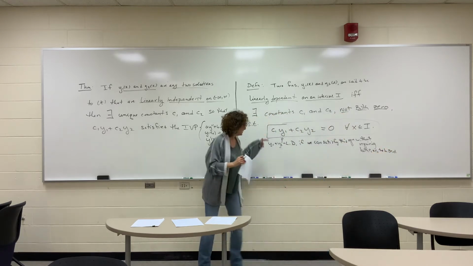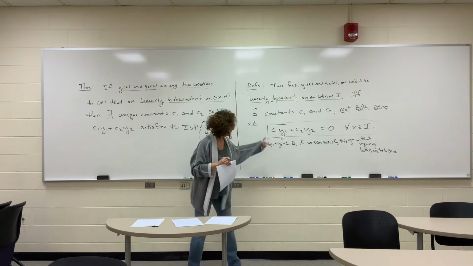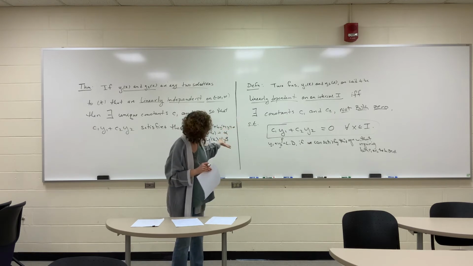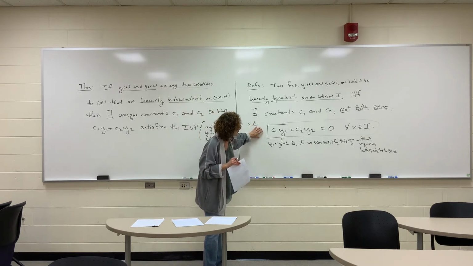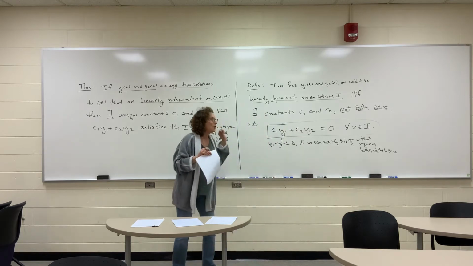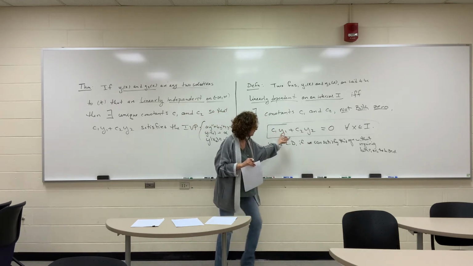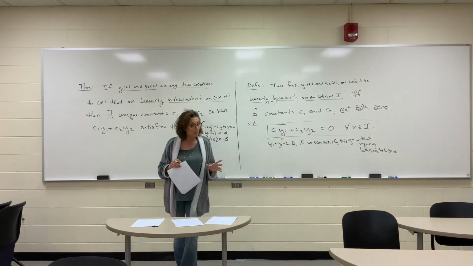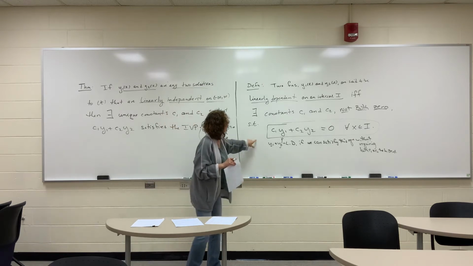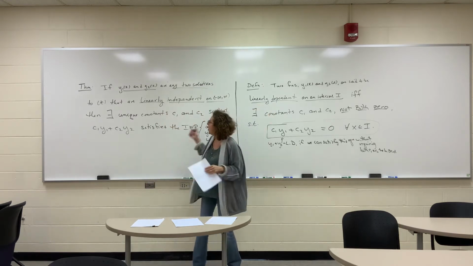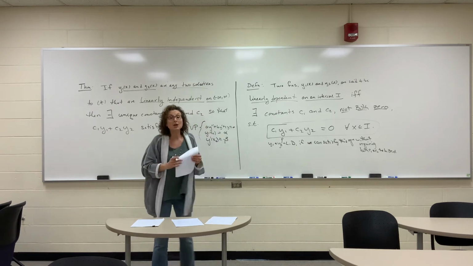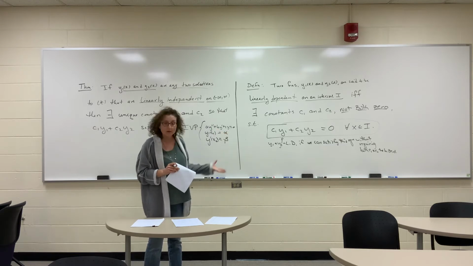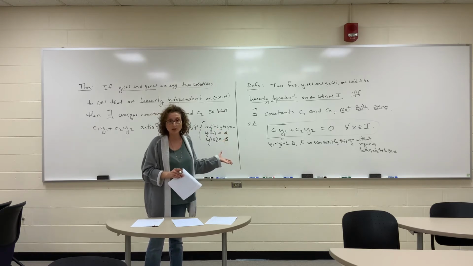Now, obviously, if C1 and C2 are both 0, this equation holds, right? 0 times y1 plus 0 times y2 is 0. But that's not the idea here. The question is, can you satisfy this equation with two constants not both 0? A linear combination set equal to 0 for all x in the interval. Are there constants that are not both 0 that will do that? If so, the two functions are linearly dependent, which is not what we want for generating our fundamental solution set that gives us the general solution to an ODE, right?